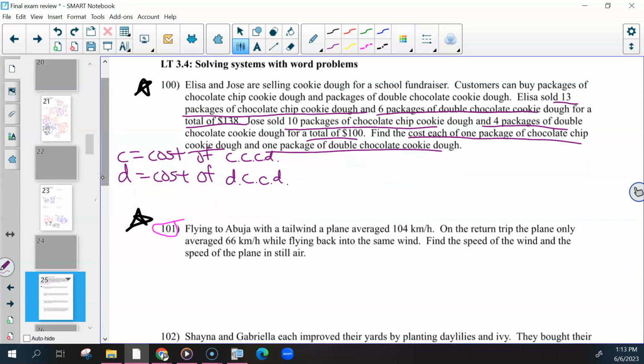When you are given 6 numbers like this one, you're going to use all 6. The totals you can put at the ends. So you know one's going to equal 138 and the other 100. The number of packages is going to go with the variable's cost. So 13 would go with C, 6 would go with D, and we're looking for total, so I'll add. And then same thing with the other one, 10C plus 4D.